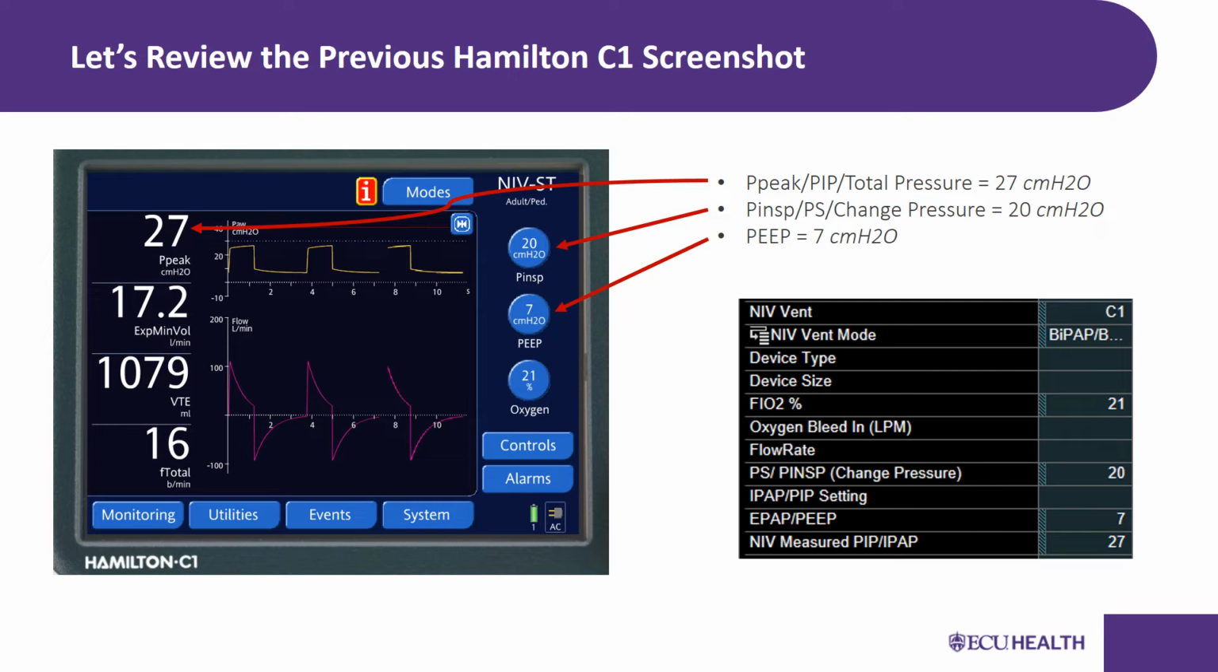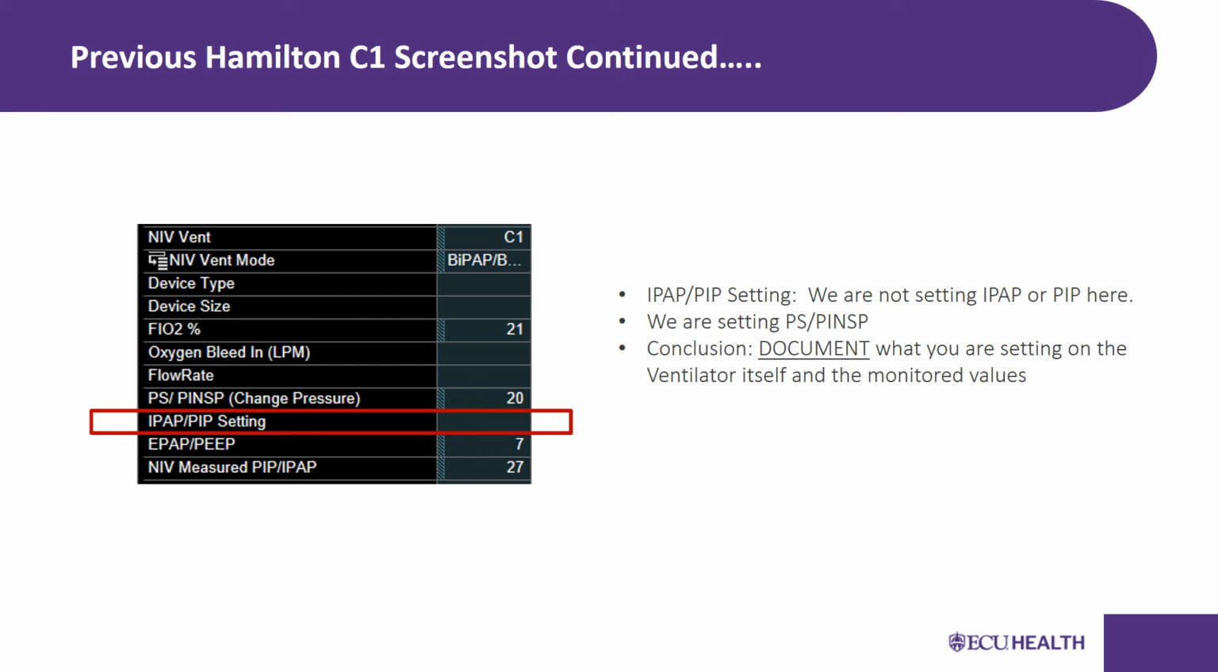So if we look on the right in our flow sheet, the ventilator utilized is the C1, the patient is on BiPAP, the FiO2 is set to 21%, but we have to document that we are setting a pressure support of 20, or PINSP. In the Hamilton ventilators, we do not set an IPAP, and we also do not set a PIP. So this has to remain blank. We do set a PEEP, and that is 7, and our total measured is 27, as on the left of the screen. Let's look at this closer again.